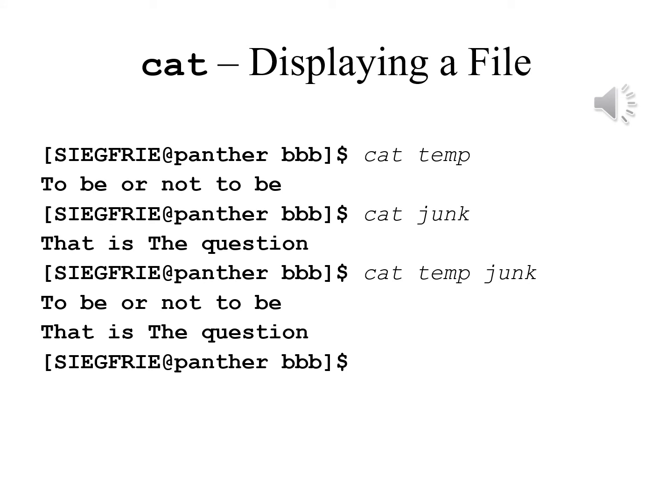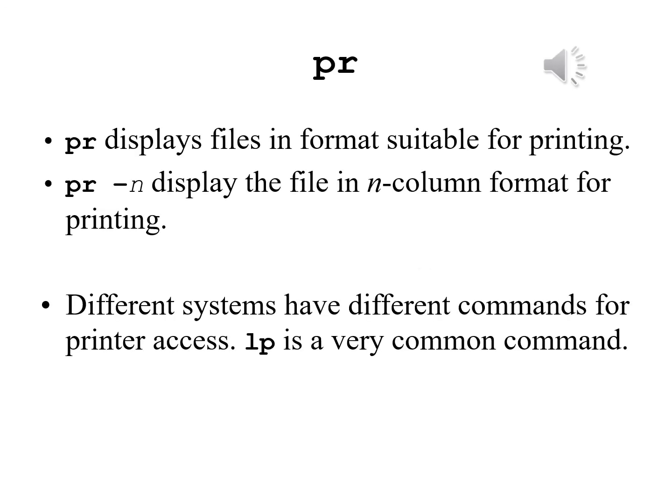cat seems like a strange name for a print command, but we can also use it to concatenate data. More on this later. When I type cat temp, it will display the contents of the file temp on the screen. If I type cat junk, it will display the contents of that file. If I type cat temp junk, it will display the contents of both files in the order in which they appear in the command.